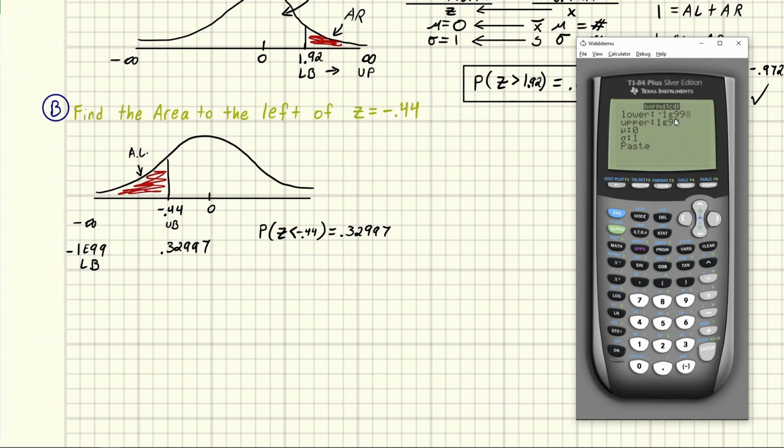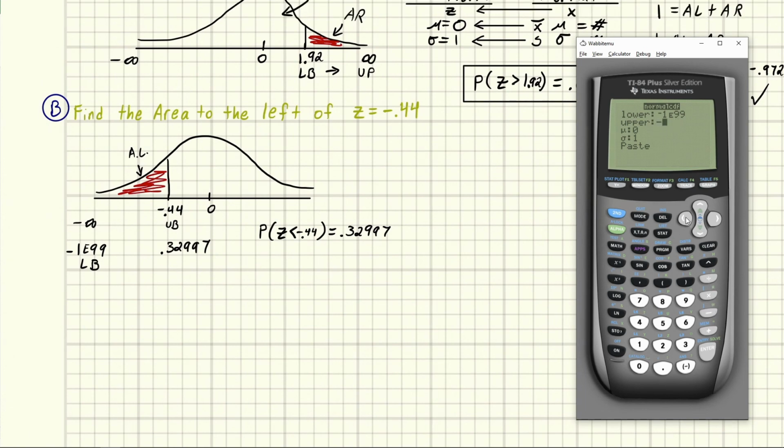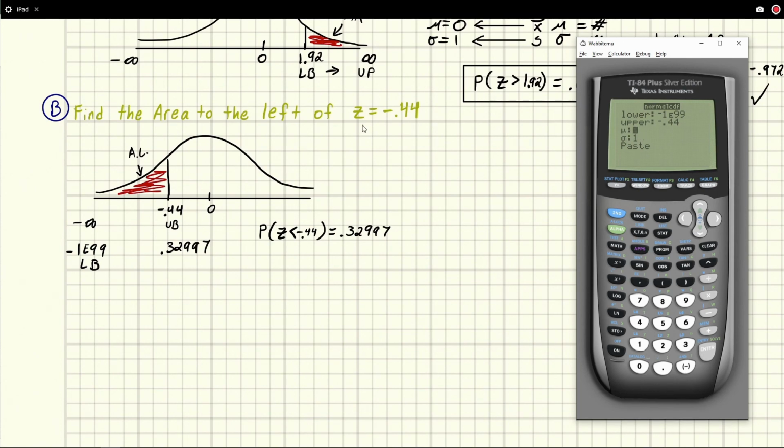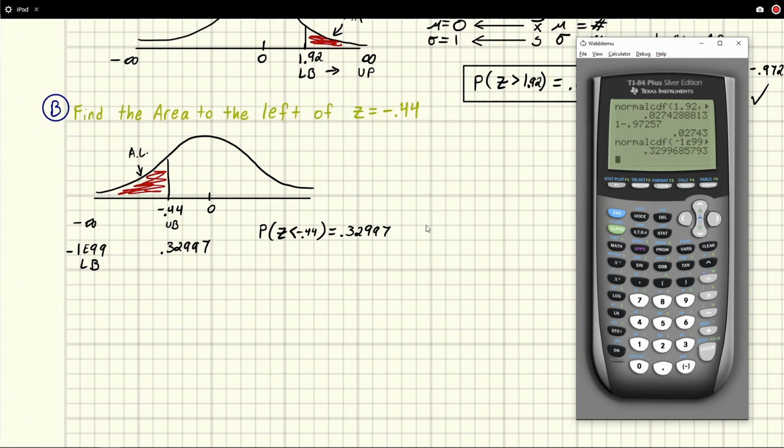Actually, 1E9 would work because this is a standard normal. Anyways, now for the upper bound, we would go ahead and do the negative 0.44. This is our highest value. And I accidentally pushed minus. Minus won't work. You have to use the negative key. 0.44. Again, we already know that we're dealing with a z-score, and a z-score means we're dealing with a standard normal distribution, which means the mean is 0, standard deviation is 1, and we hit paste. And we get the same thing, 0.3299, and you can see this one's rounded to 7 digits, but it can keep going.